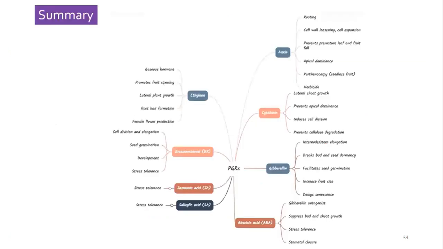So now the summary shows the function of each phytohormone. Here we have the functions of ethylene outlined. It tells you what ethylene is. It is a gaseous hormone. It promotes fruit ripening, which I'm sure you know as agriculturists. Lateral plant growth. It also helps with root hair formation and then female flower formation. For auxin, the functions are also elaborated here. Same for the different kinds of plant hormones that we have. So you can access this on the slides that I've shared with you.